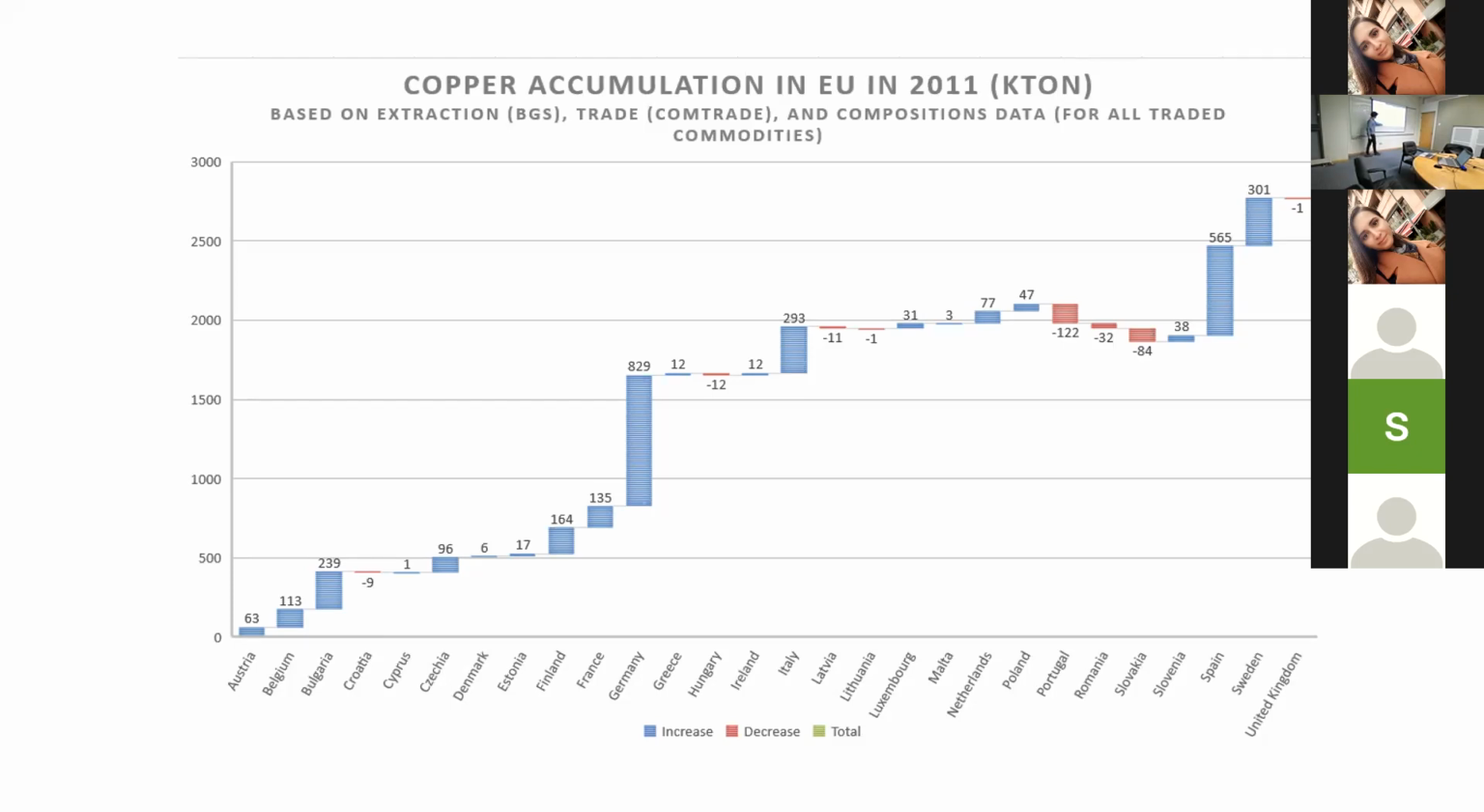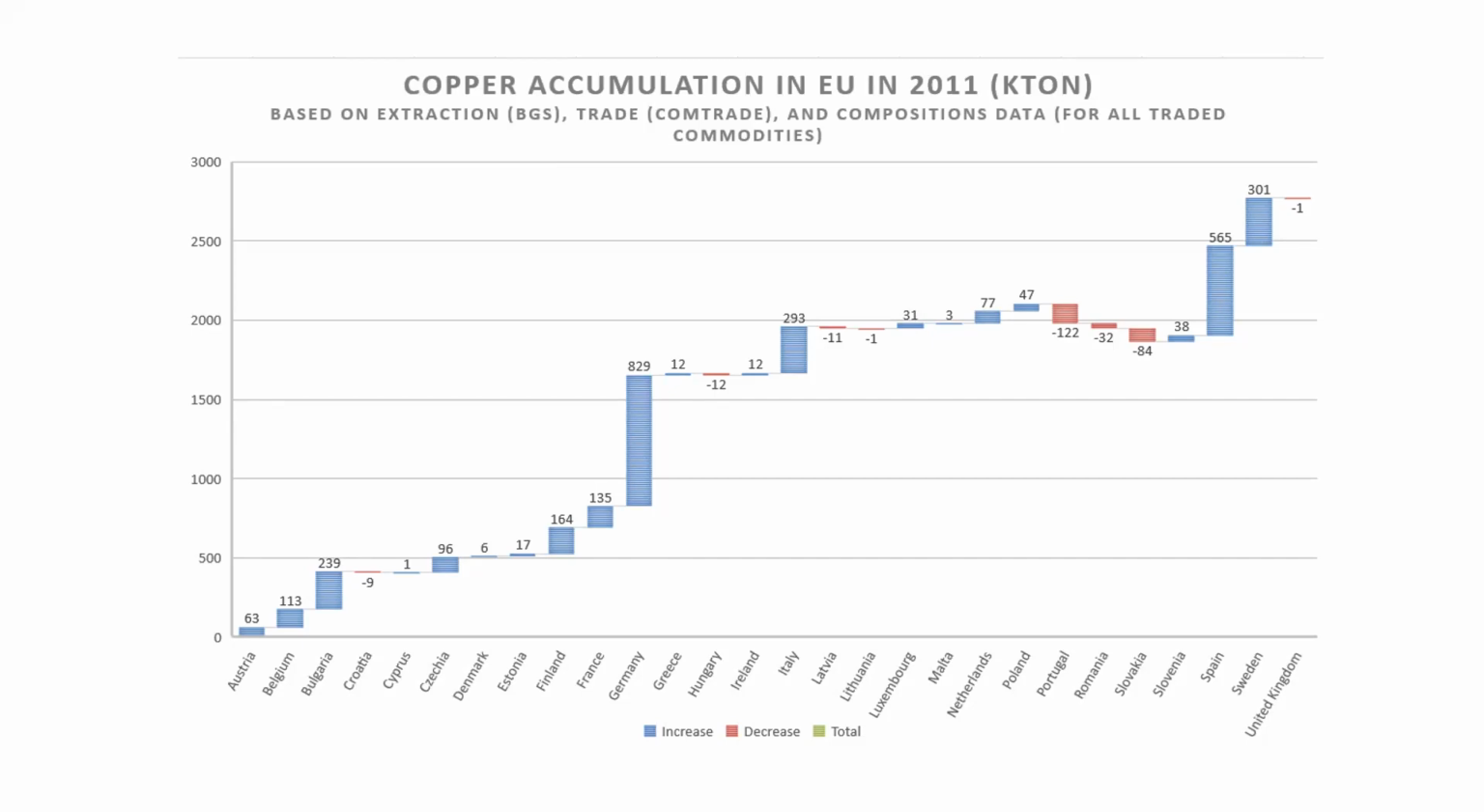So this is a list of all the European countries. And the bars are, Germany is the most aggressive accumulator. Yeah, the bars are basically the difference between the trade flows and those extraction which happens in your own region. Some of the countries you can see actually get rid of the copper, but in total, the accumulation rates in the European region are extremely high, which again suggests certain circular policies.